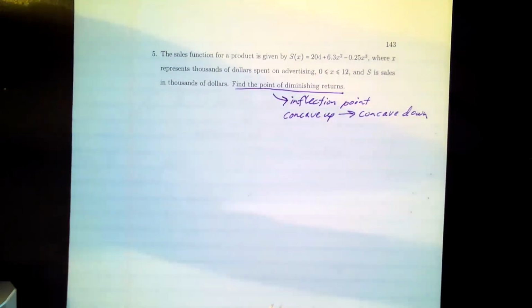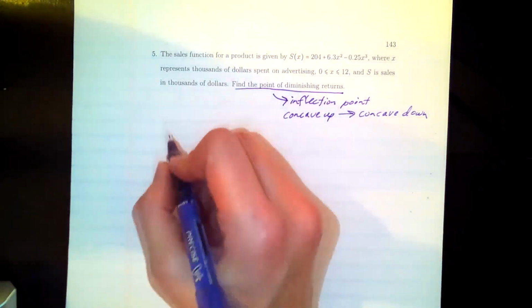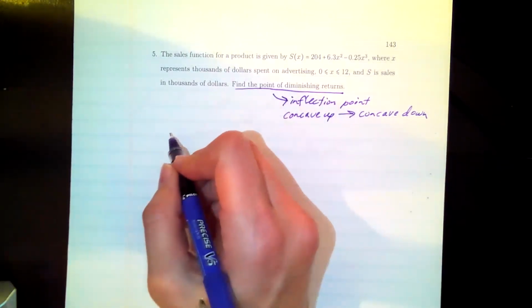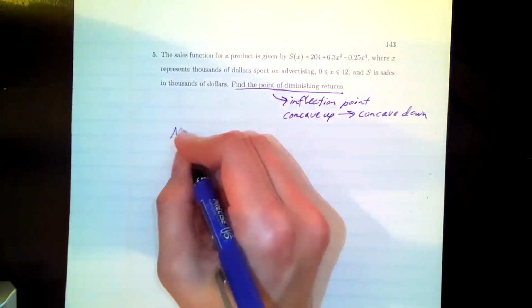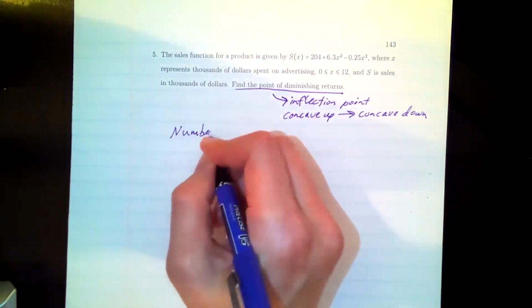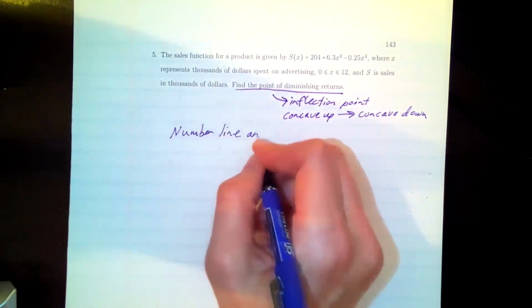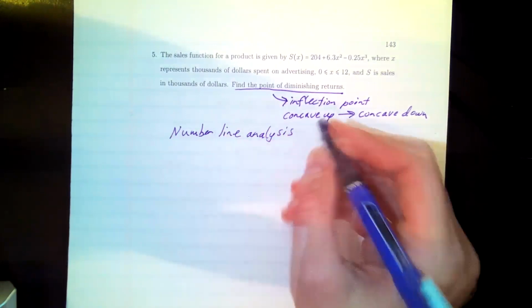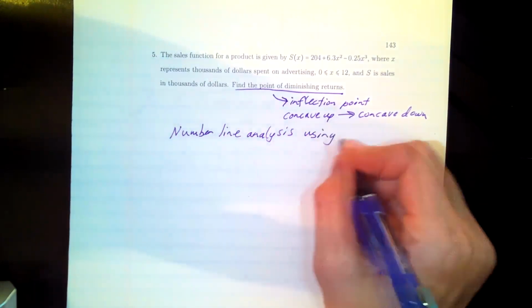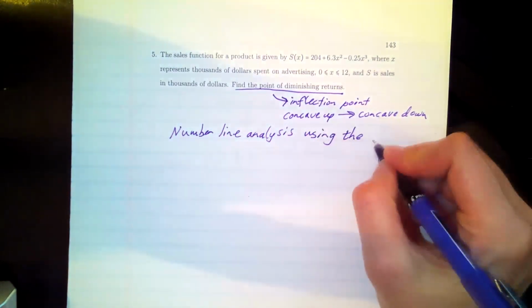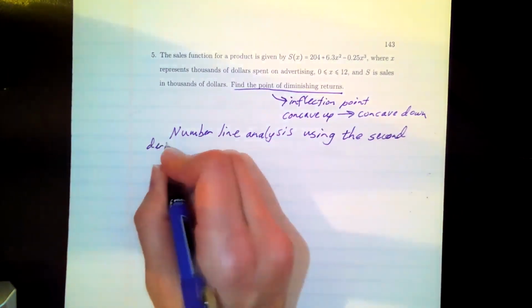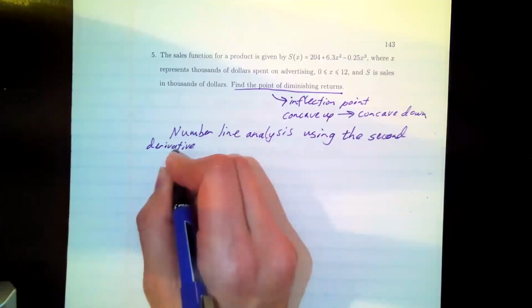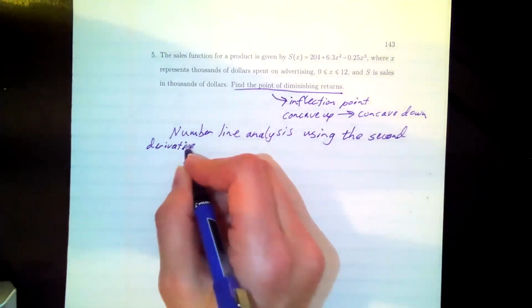If I'm going to find an inflection point, remember from the last section, we need to do a number line analysis and figure out where the graph changes concavity. So in this problem, I'm going to need to do a number line analysis using the second derivative, because the second derivative does concavity. This is similar to the number line analysis that we did in chapter 3, and you would have done this in the last section.